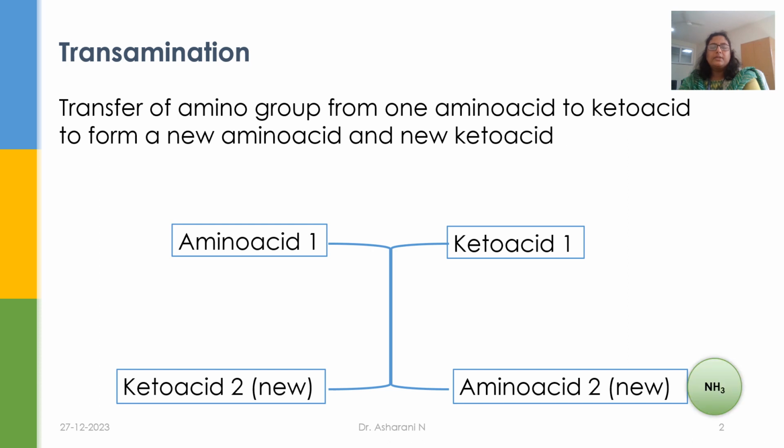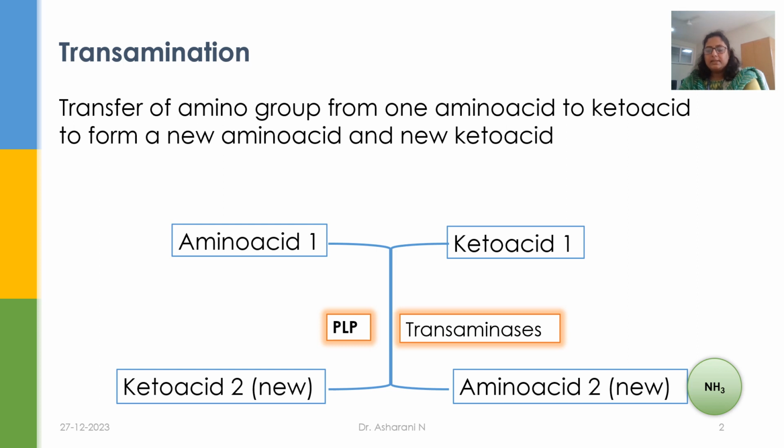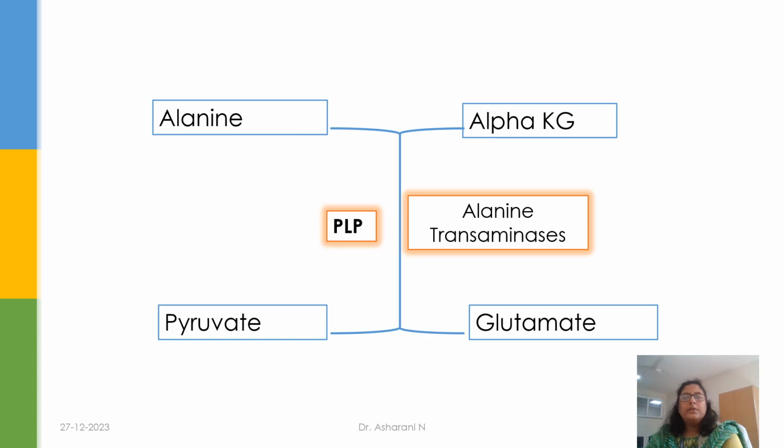This reaction is catalyzed by PLP dependent transaminases. It's a general terminology used for transamination reaction, the enzymes transaminases. There are many, but specifically important transaminases we have are two, AST and ALT. ALT, that is alanine transaminase, catalyzes the conversion of alanine to pyruvate with the acceptor alpha ketoglutarate, which forms a new amino acid, that is glutamate.